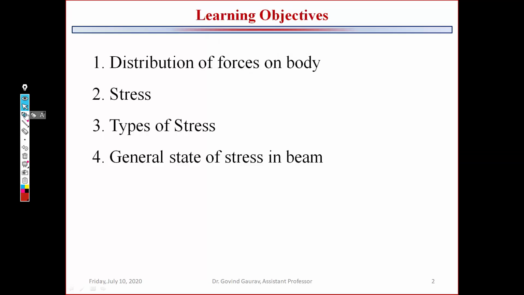Class, today we will discuss the following objectives. The first objective is the distribution of the forces on the body. Thereafter we will study the concept of stresses, the different types of stresses known as the normal stress and the shear stress. Thereafter we will define a general state of stress in the context of a beam.